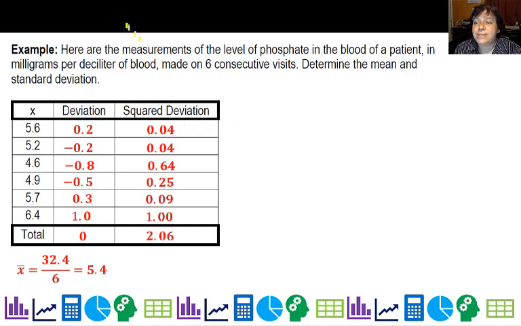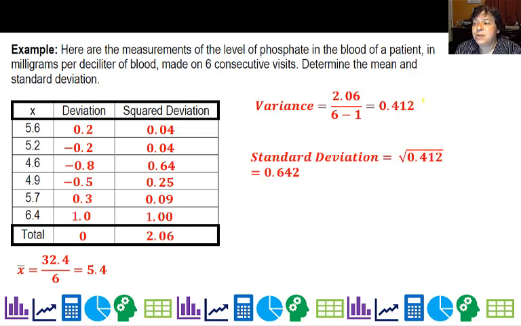Now, this is a sample, not a population. So instead of dividing by 6, which is the number of data points, I'm going to divide by 6 minus 1, or 5. And my variance in this case is 0.412. My standard deviation is the square root of that, which is 0.642.